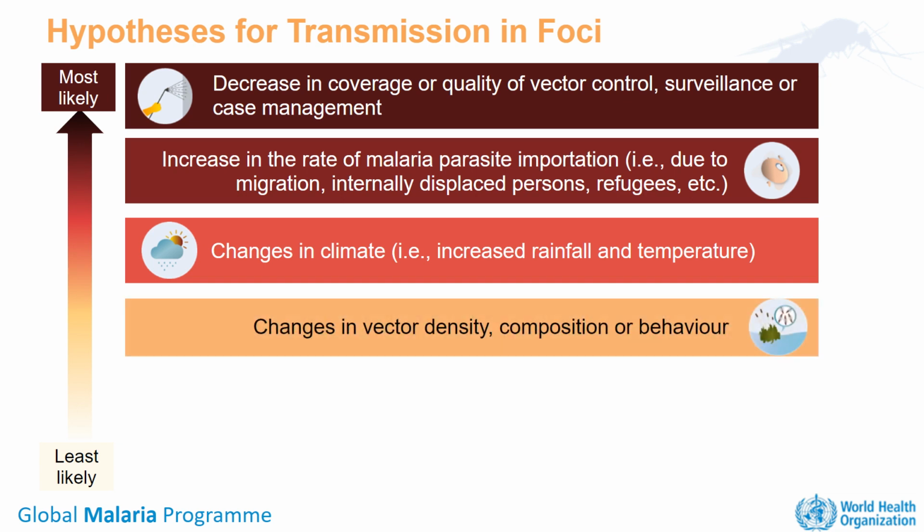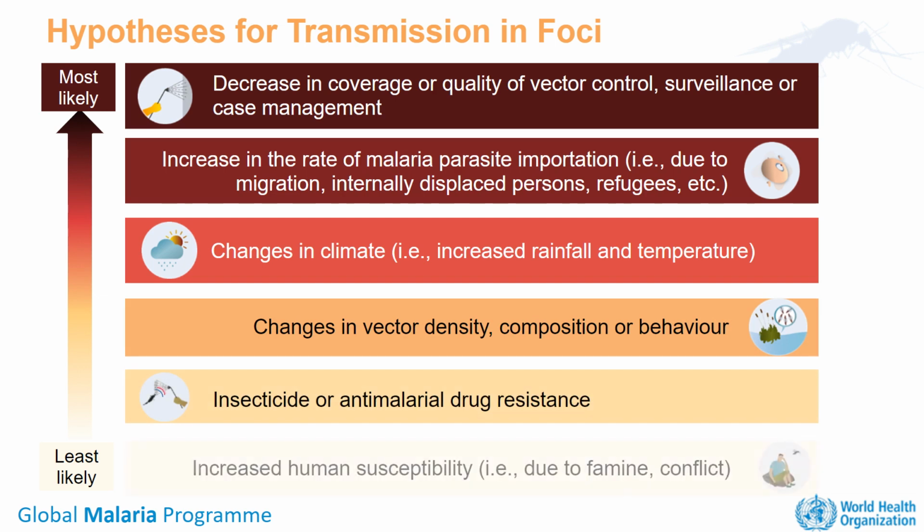Although less likely, there is the possibility of transmission due to changes in vector density, species composition, or behavior. If hypotheses have been refuted, or there remains a question as to whether entomological changes have had an impact on transmission, then entomological surveillance should be conducted in the focus to investigate whether there are entomological drivers of transmission.